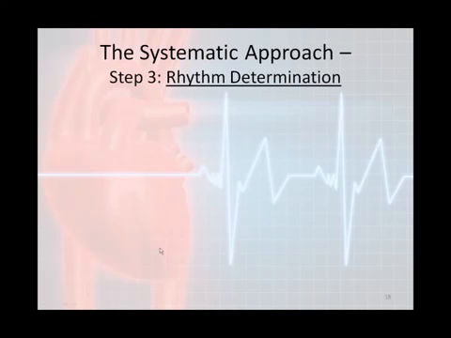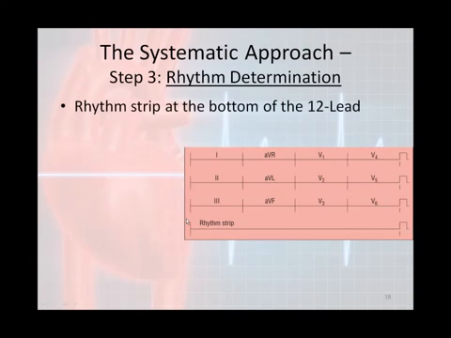To do this, you're going to look at the rhythm strip at the bottom of the 12-lead. This strip is a continuous strip that goes along the entire length of the 12-lead and is normally either lead 2 or lead V1. So to interpret the rhythm, you're going to look down here at the very bottom of the rhythm strip. Now, most EKGs will have this rhythm strip down at the bottom.